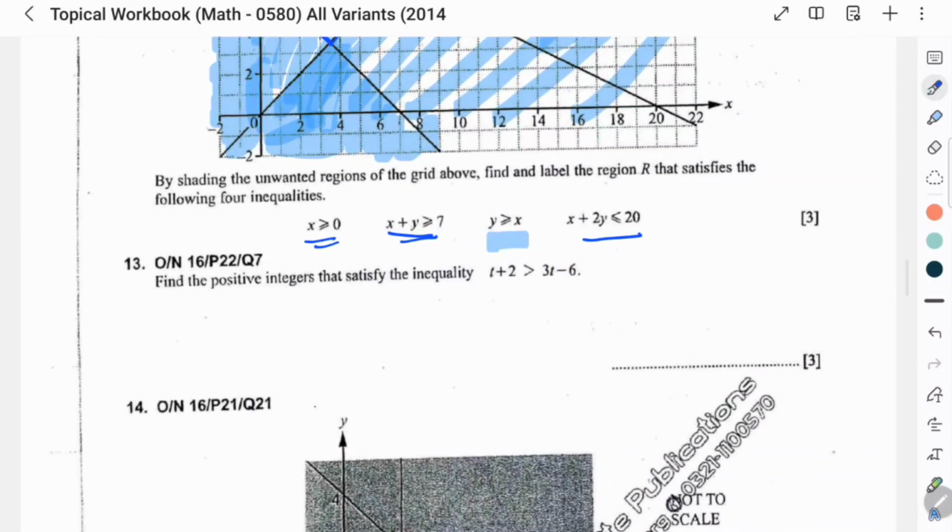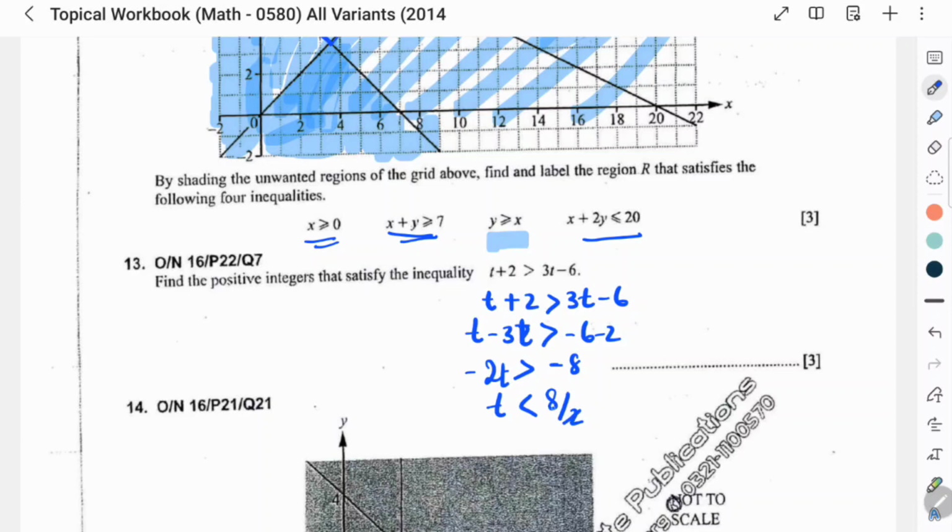Find the positive integer that satisfies the inequality. So we'll have to give the integer values. So t plus 2 is greater than 3t minus 6. So t minus 3t is greater than minus 6 minus 2, which is minus 8, and it is minus 2t. So t, because of the minus sign, you change the inequality, 8 over 2, that is equal to 4.